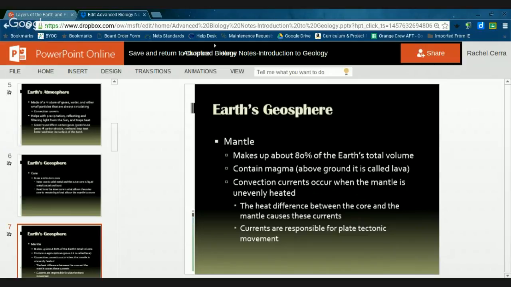Now the reason why this is important is this is what allows for the plate tectonics to move. Specifically, your mantle is broken into 3 different parts: the upper mantle, your middle mantle, which is also called the asthenosphere, A-S-T-H-E-N-O-S-P-H-E-R-E. So that's that middle mantle that actually does the convection currents. Your top part of your mantle doesn't usually take part in that.